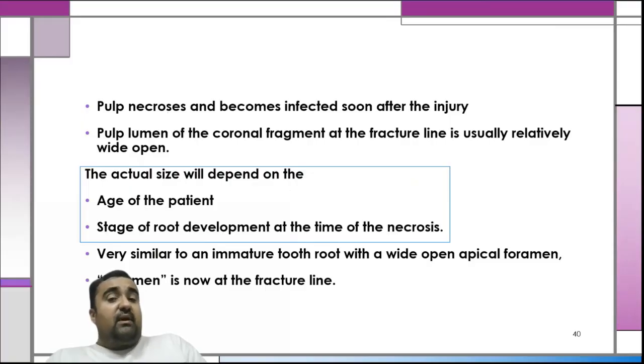So pulp necrosis becomes infected soon after the injury, and the actual size will depend on the age of the patient, the stage of the root development, and the type of necrosis. And the foramen, remember, will now be at the level of the fracture line. So you have to be very careful.